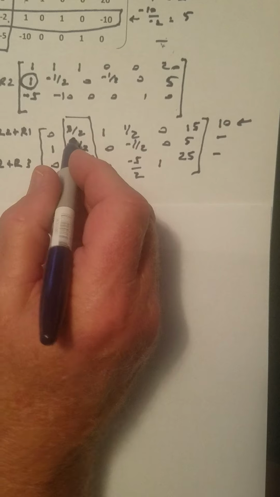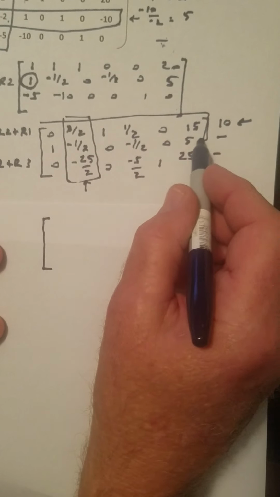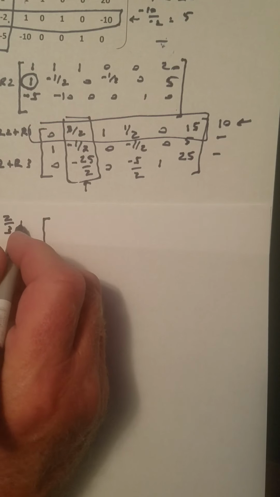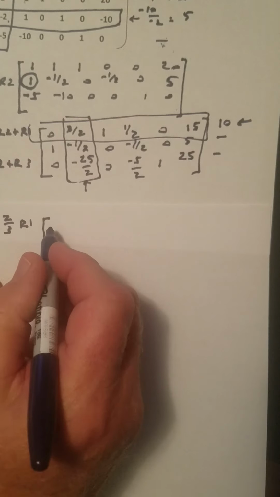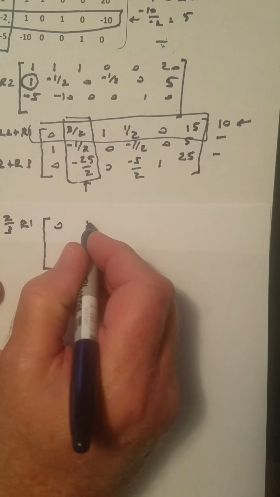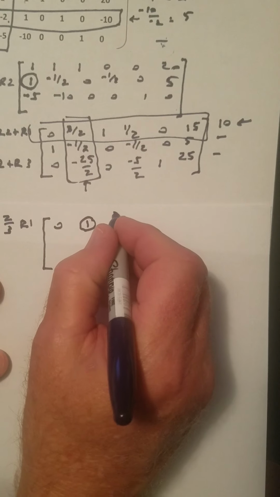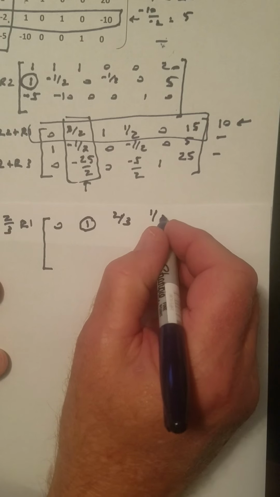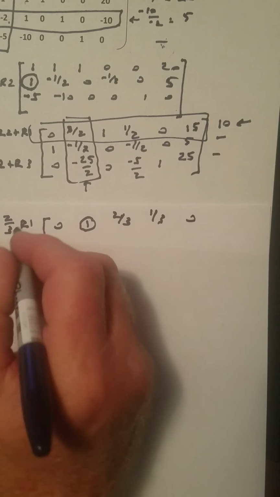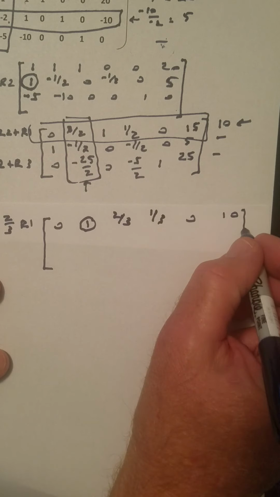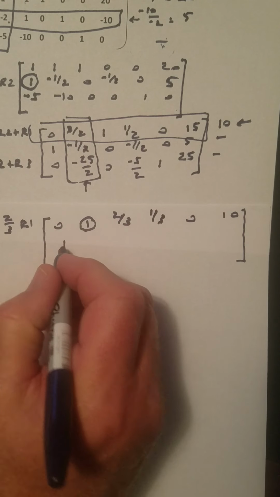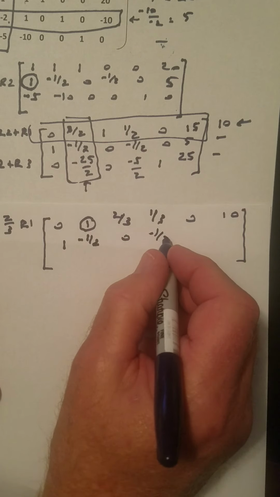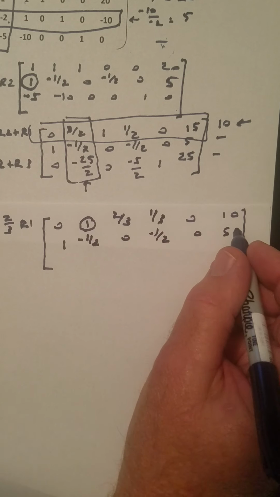So the top row, I've got to make that into a 1. So I'm going to take 2/3 row 1. 2/3 of 0 is 0. 2/3 of 3/2 is 1. 2/3 of 1 is 2/3. 2/3 times a half is 1/3. 2/3 of 0 is 0, and 2/3 of 15 is 10. Row 2 stays the same. Row 3 stays the same.